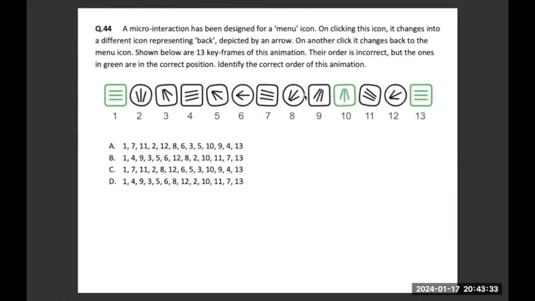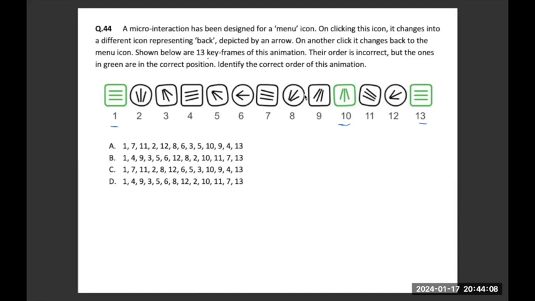A micro interaction has been designed for a menu icon. On clicking this icon, it changes into a different icon representing back, depicted by an arrow. On another click, it changes back to the menu icon. Shown below are 13 keyframes in the animation. Their order is incorrect, but the ones in green are in correct positions. Identify the correct order of the animation.